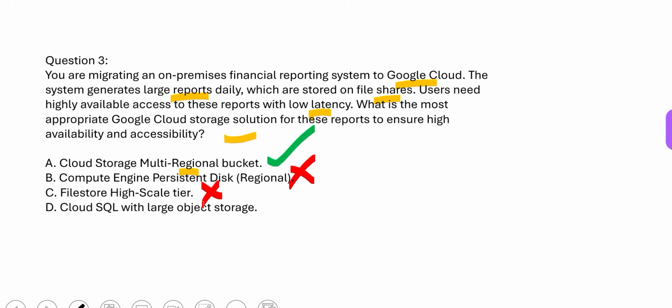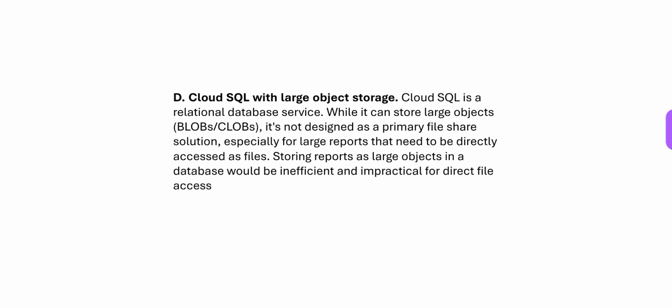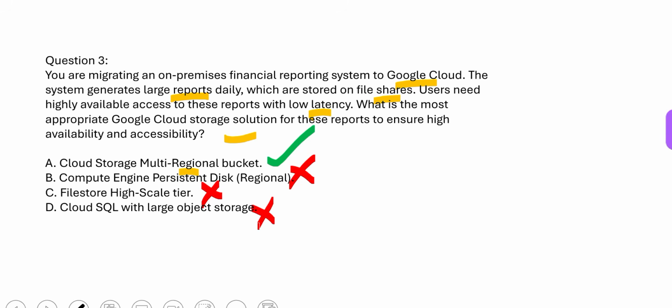And option D. Option D says Cloud SQL with large object store. Would you store these files in Cloud SQL? First of all, Cloud SQL is a database. So you should put this in object store or file stores. Now you may say, hey buddy, we can still put BLOBs in it. Yes, you can do it, but it is not designed as a primary file share solution. Storing large objects in databases is very inefficient and impractical for direct file access. So who will use this for storing objects? Mad people will use it. This is an idiot option. So option D will not work.